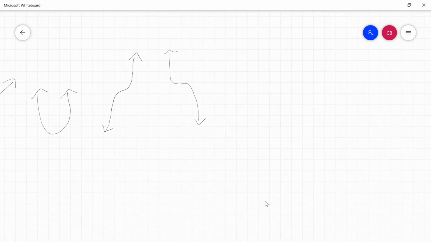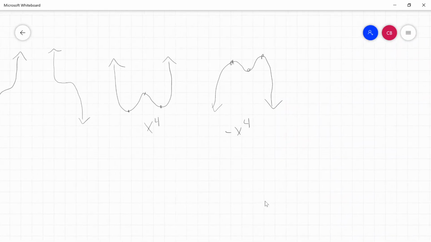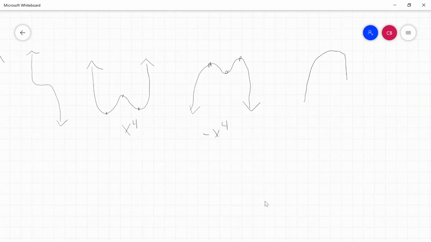If we go to x to the fourth, you get kind of a more W-looking shape. It has a curve here, here, and here. If you do it again, we have something that looks something like that. Curve here, here, and here. This is x to the fourth. This is negative x to the fourth. It may not even look like that, actually. It may look more like a parabola still, but it could be x to the fourth. The curve could just be very small right there in the middle.